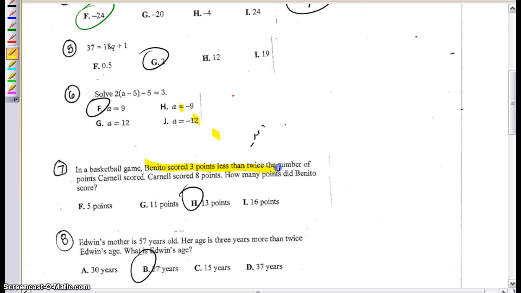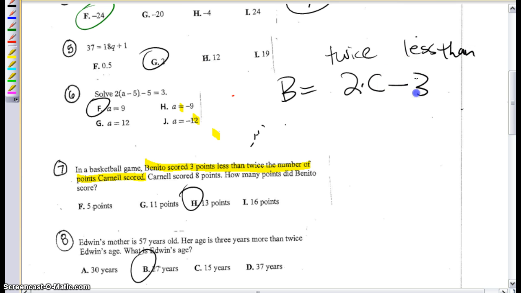Benito scored 3 points less than twice the points that Carnell scored. So Benito's score is equal to 3 points less than twice. First we want to represent twice the number of Carnell's points. Benito equals 2 times Carnell's points, and then less than that, so it would be minus 3. And remember, less than goes in the back, because it's a backwards word, we put it in the back. So this equation represents that sentence I highlighted.